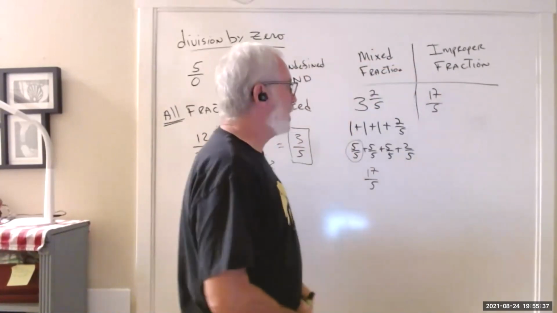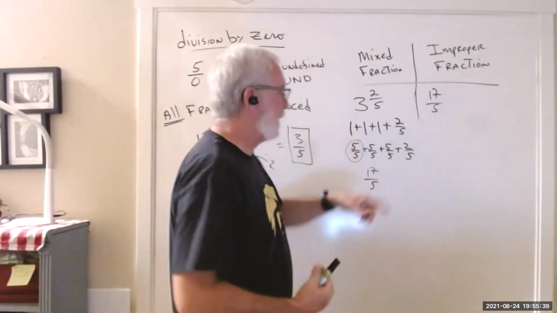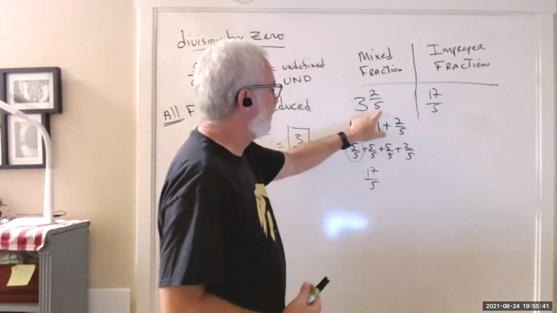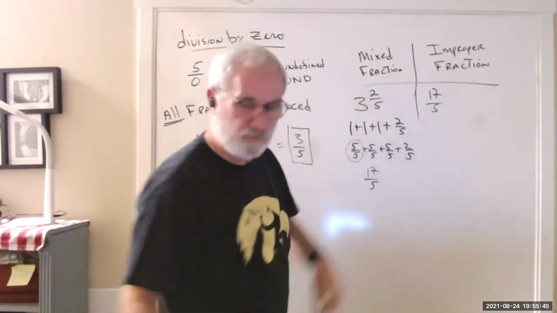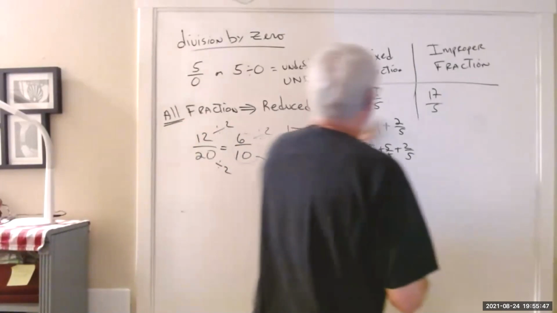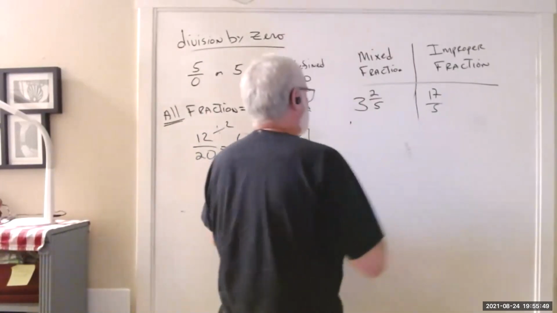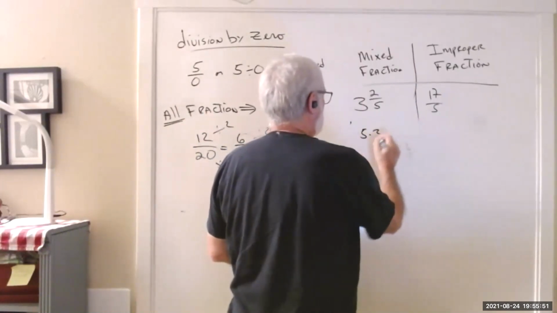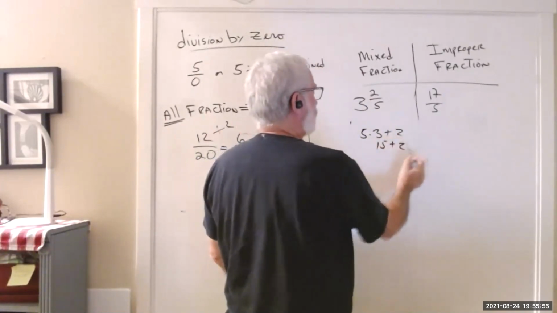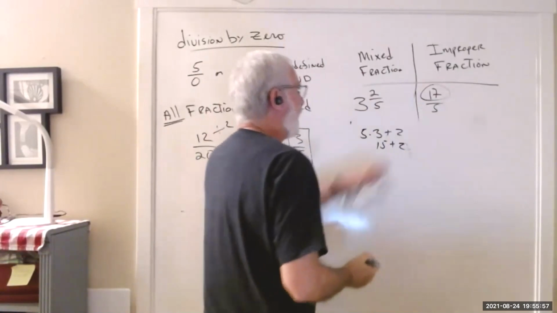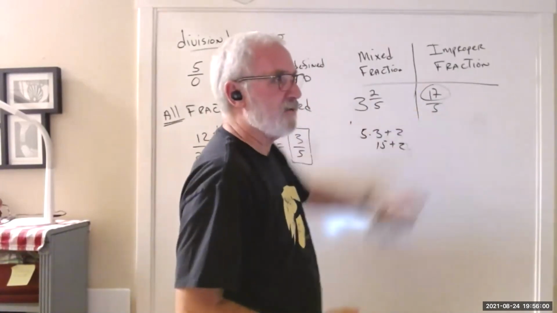So instead, the shortcut that students pick up is they say 5 times 3 plus 2. If you look at this, 5 times 3 plus 2. 5 times 3 is 15, plus 2 is 17. And out of 5, you keep the 5.